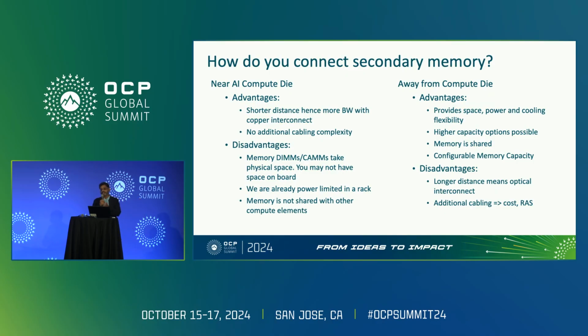I have a use case in a couple of slides where you see that in the AI, there is a prompt phase and the token phase. One is more compute bound, one is more memory bound. So if I can configure the memory and I can throw more memory for that token phase, I can solve that problem, right? Now the disadvantage, longer distance means optical. Optical is challenging, it's expensive, reliability, all these things are there.